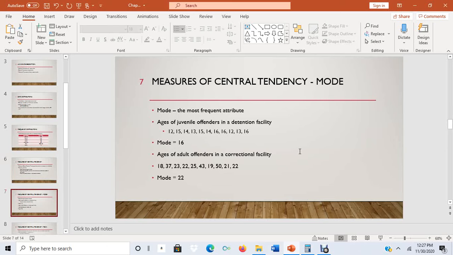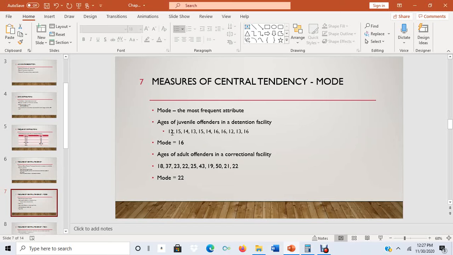So we'll talk about the mode. So again, the mode is just the most frequent attribute. So in a data distribution, the mode is just going to be that observation that we see the most frequently. All right. So I have an example here. Let's just say that we collected data on the ages of juvenile offenders in a detention facility.